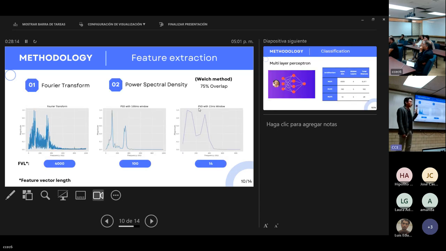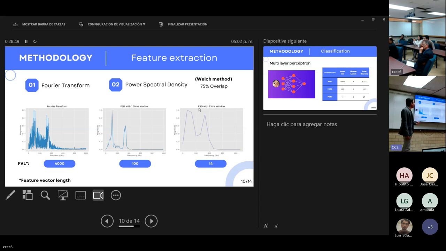As a method for filter extraction, we propose two methods. One is the UV or Fourier transform. This method is used as a reference. And the second one is the power spectral density, using the Welch method with 75% of overlap. Using the Fourier transform, we took the frequency response as our feature vector. Its length is about 4,000 samples. So this would be our reference and act as our software-based approach.